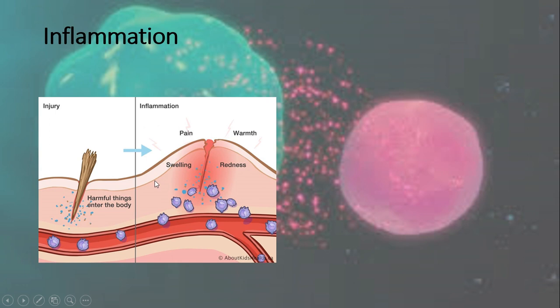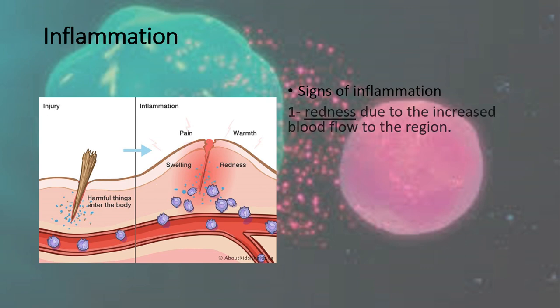So the signs that are going to appear, and these are the inflammation signs, are swelling or edema. Also, of course, we are going to feel some pain. We are going to feel warmth or heat in this wound region. And of course, this region is going to be red in color. So these are the 4 signs of inflammation. Now, what causes the red appearance? This is usually caused by the increased blood flow to the region where there is the wound.